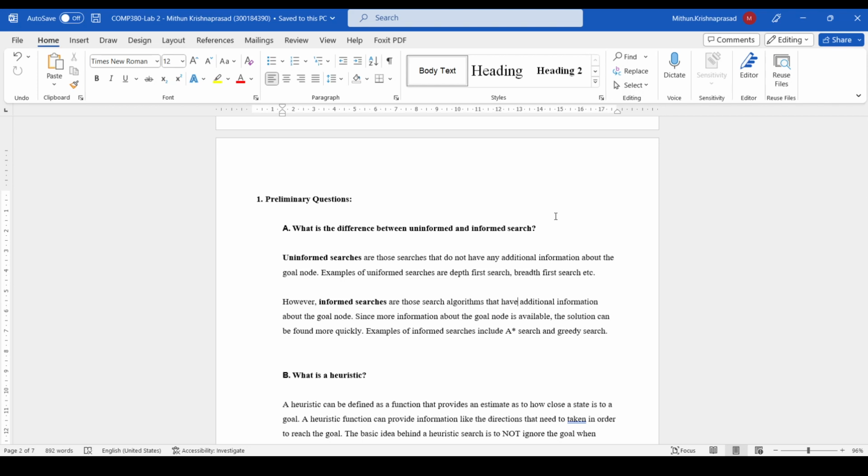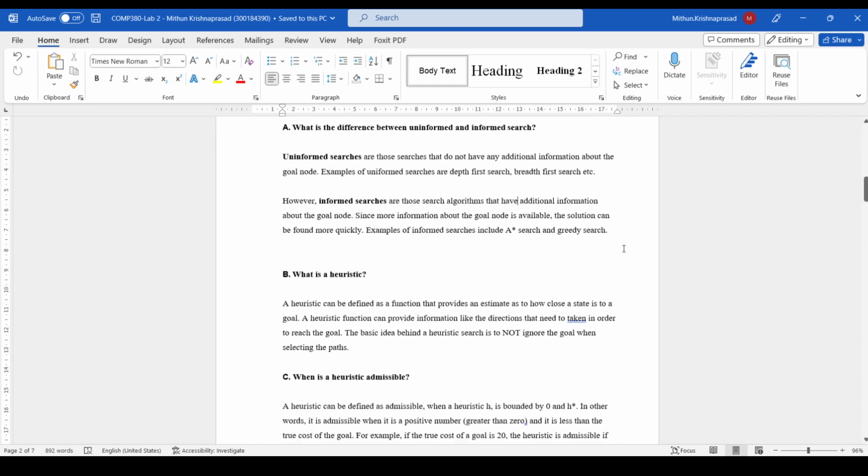The main difference between uninformed and informed searches is that in informed searches we do have additional information about the goal, as in more information than what's already provided in the question. Examples of these searches include A-star search and greedy search. As opposed to that, uninformed searches like depth first search and breadth first search do not have any additional information about the goal, so that's why they're classified as uninformed searches.